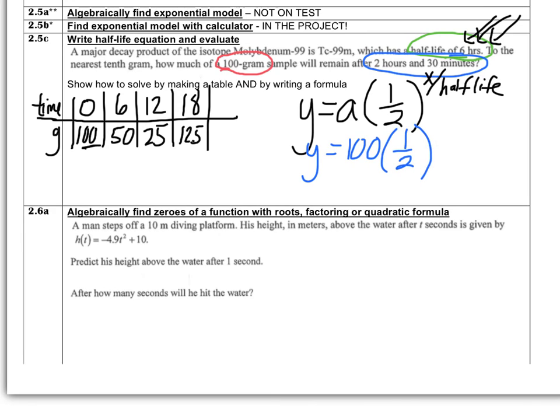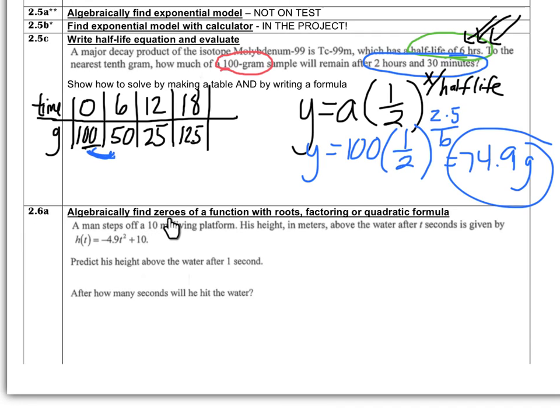I know the length of the half-life is 6 hours. And then 2 hours and 30 minutes have gone by, so that's the same as 2.5 hours. Now if you go ahead and simplify this, you'll end up getting that there's 74.9 grams remaining, which makes sense that it's somewhere in between here.